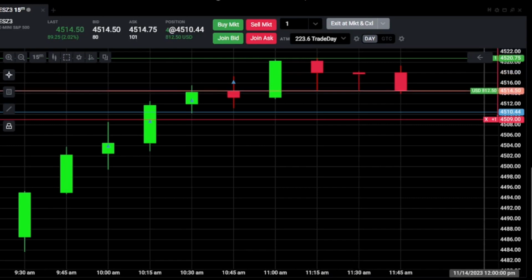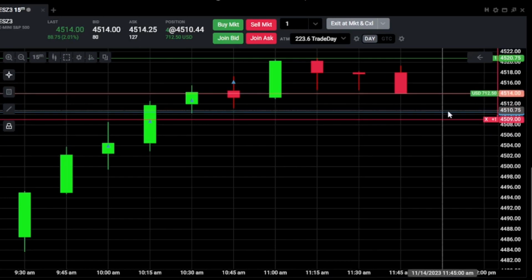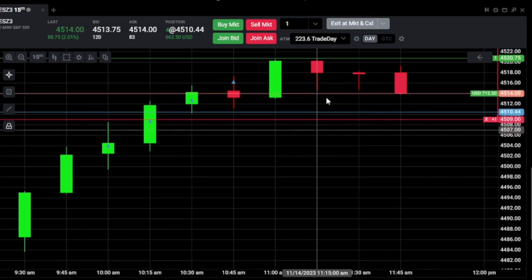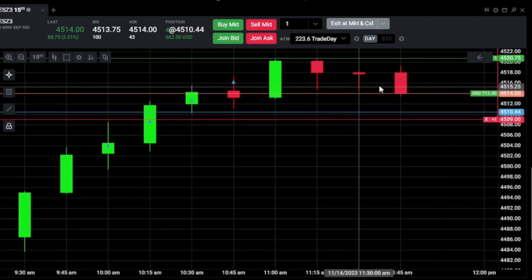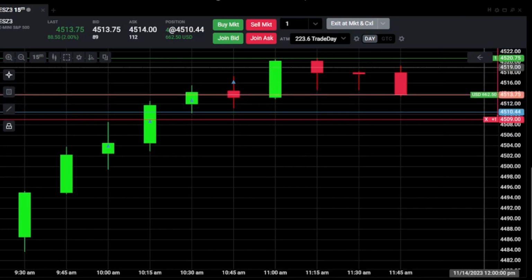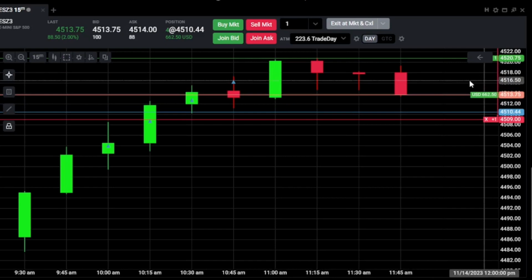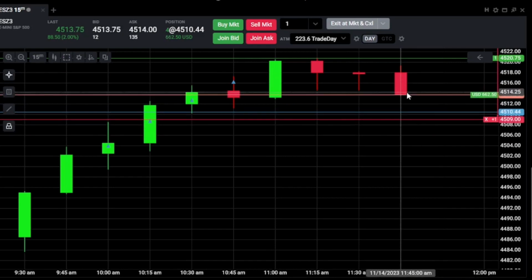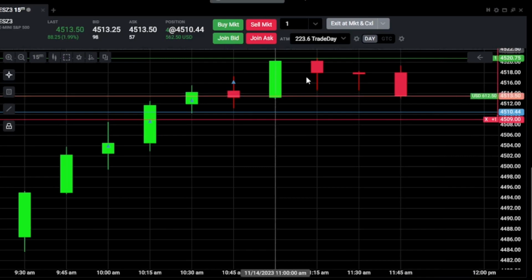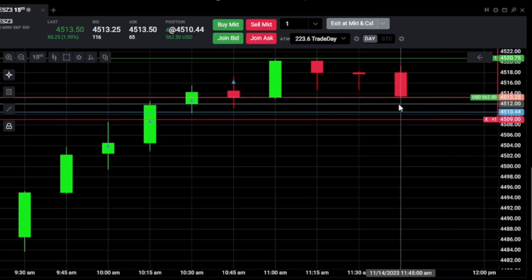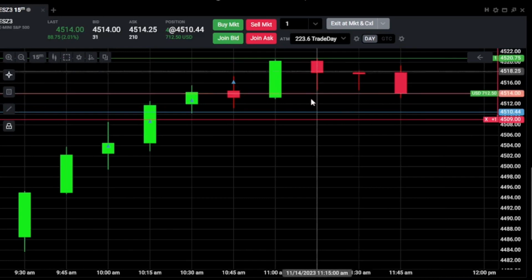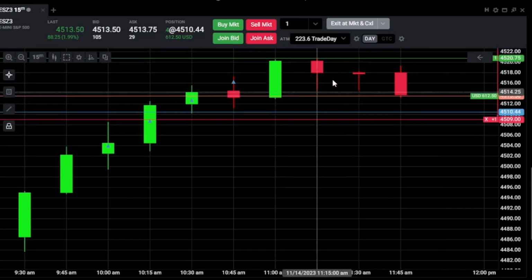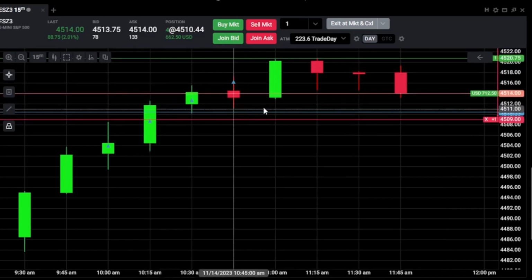Alrighty, real quick, we are still holding our ES long here. Stop is in 4509. Believe it or not, hopefully I don't get stopped out, but this is healthy for an uptrend to continue. This is what consolidating at the highs looks like.